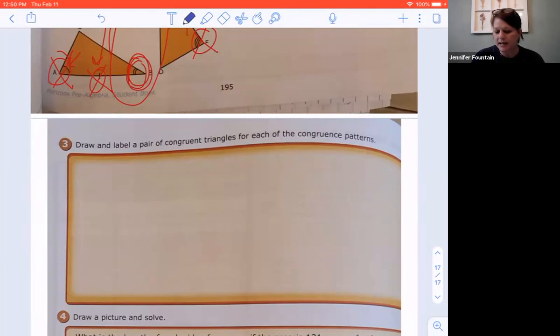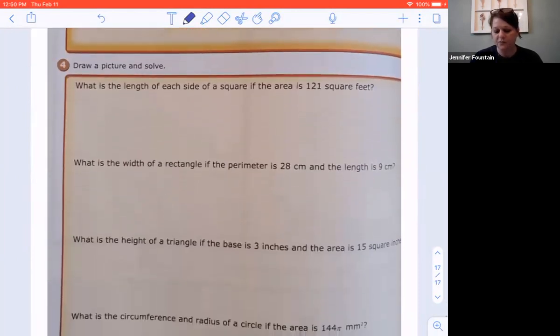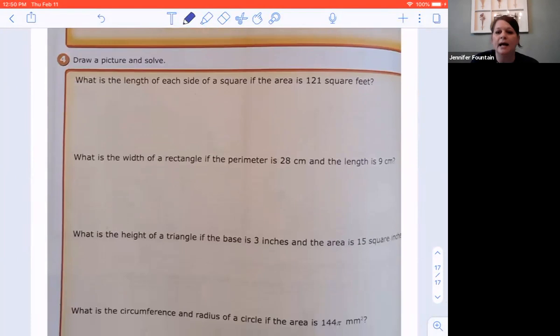Let's go ahead and take a look at activities 4 on page 196. Activities 4, page 196. All right, so it says draw a picture and solve. So let's think through these. So it says, what is the length of each side of a square if the area is 121 square feet?